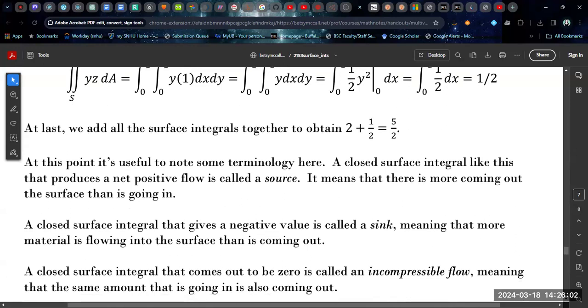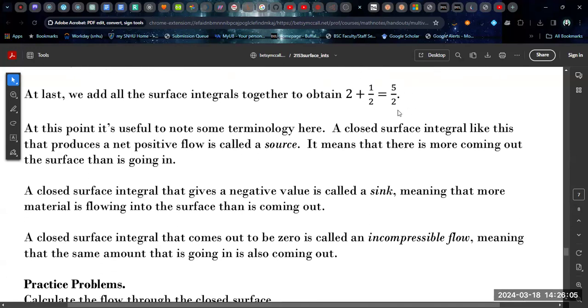Now, terminologically speaking, when we get a positive surface integral like this, there's a net positive flow out of the region. And so this is referred to as a source because there is more coming out than is going in. If we have a closed surface integral and the value is negative, then this is called a sink because that means there's more coming in than is coming out. And if the closed surface integral turns out to be 0, we refer to this as an incompressible flow, and that means that there is the same amount going in as going out.